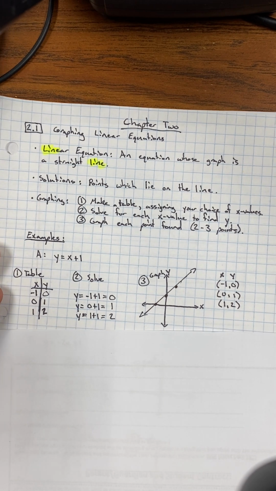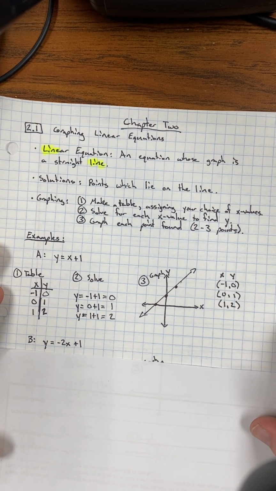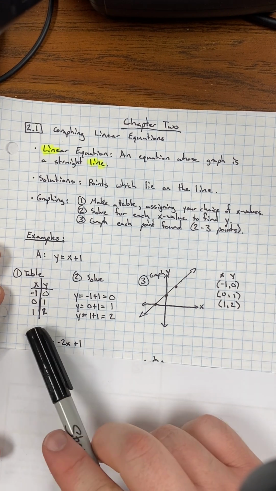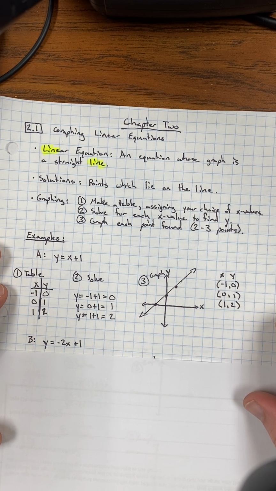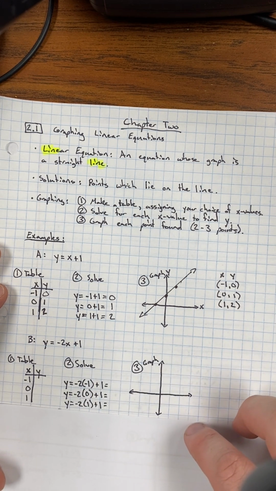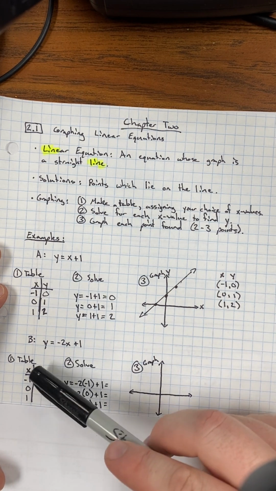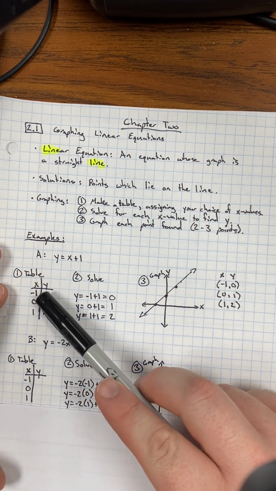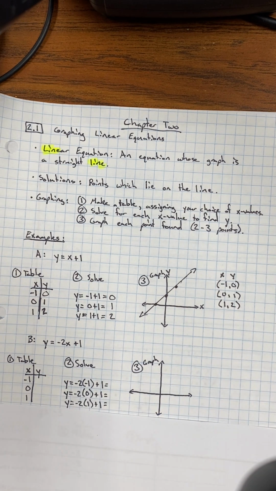Let's go ahead and do another example. Example B. Okay, example B. Now we're dealing with a -2 in front, so this is a little bit harder of an equation to try and calculate, but let's just go through each step, okay? So looking at my table first, let's fill out our table. I'm just going to do the same thing I did before and just pick as easy of numbers as I can think of. -1, 0, and 1.